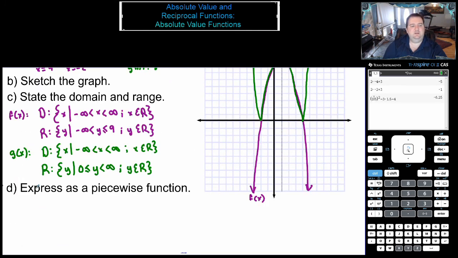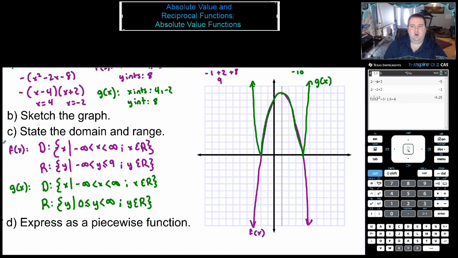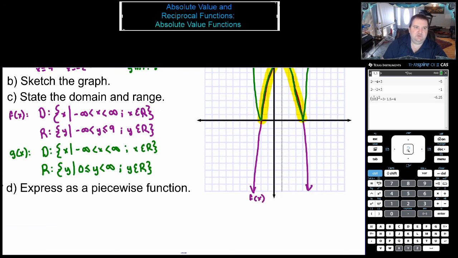All right, let's take a look at D. Express this as a piecewise function. Okay, so let's take a look at our pieces first. Let's go ahead and highlight them. Let's look at this first part where there is an overlap. So you can see our f of x in purple and our g of x in green. They're overlapping. They look the same. So that's our first piece. Let's go ahead and write that part out.